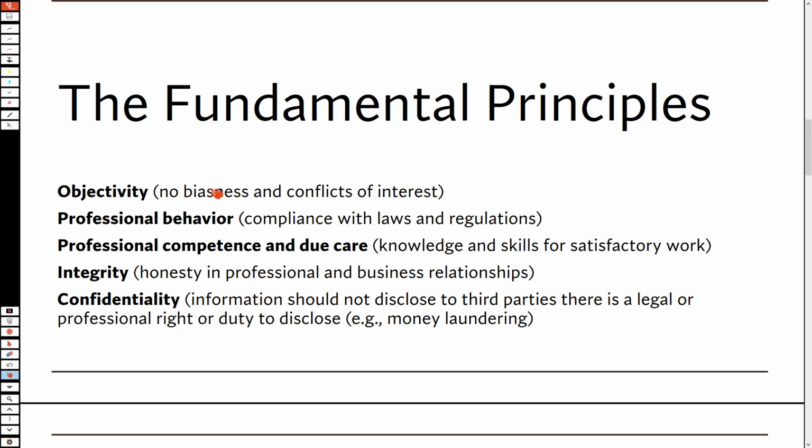Let's quickly revise the things. What is objectivity? There should be no bias or conflict of interest between the parties. What is professional behavior? You and I are required to comply with the relevant laws and regulations, and as we are doing the tax paper, we should be compliant with the taxation laws. Professional competence and due care means we should have the knowledge and skills for satisfactory work, and appropriate knowledge for dealing with clients and with the tax authorities. That's included in professional competence and due care.